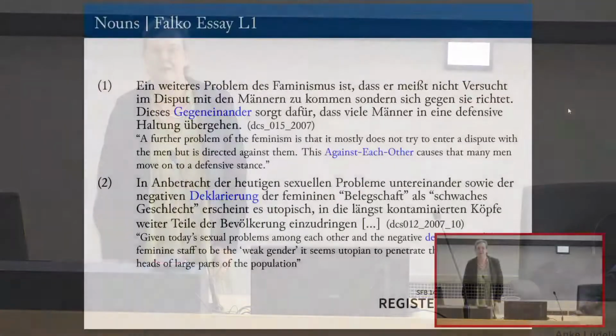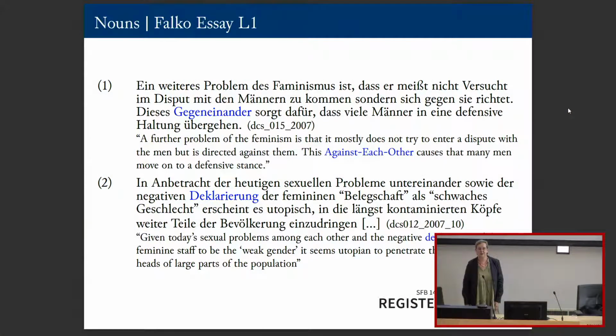Let me start by giving you some examples. This is L1 data from an essay corpus, the Falco corpus that Marcus just mentioned, and I will introduce that corpus in a few slides. For those of you who know German, you will immediately see many errors in that data. I will not focus on those errors. It's a discussion topic on feminism that I will use as the main source of my examples.